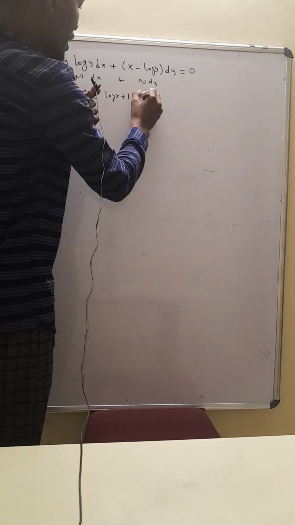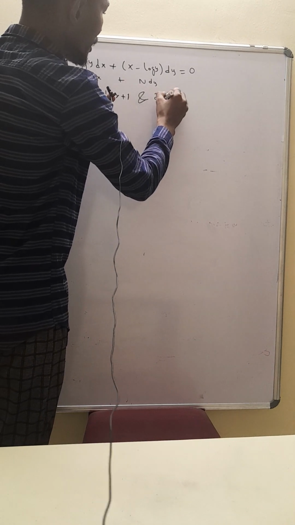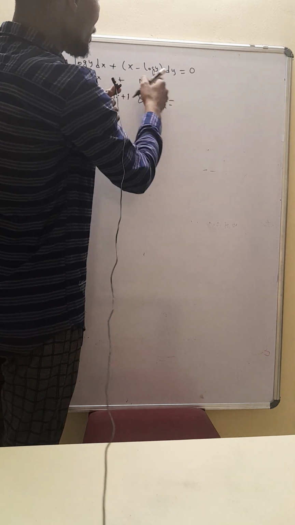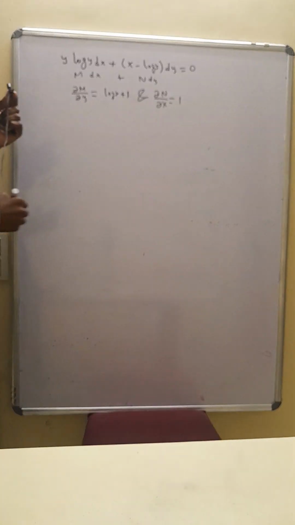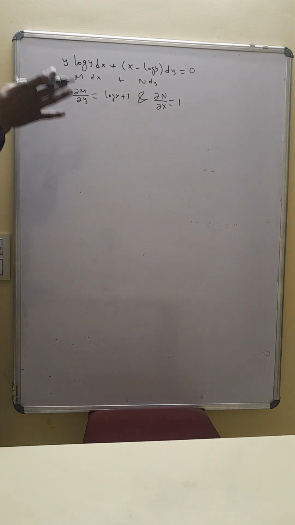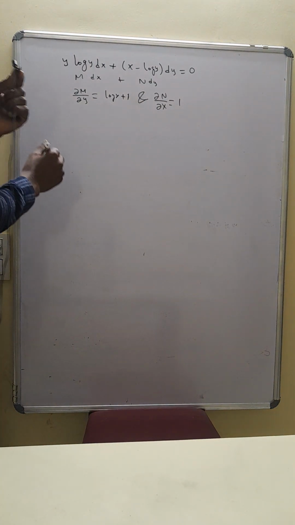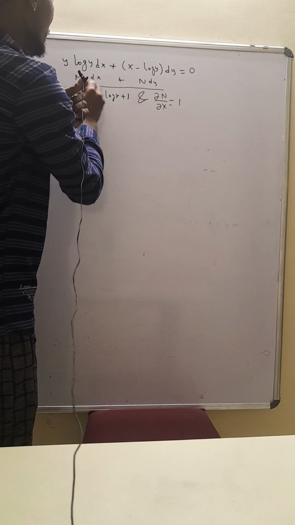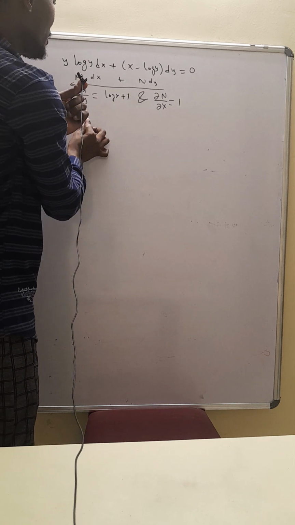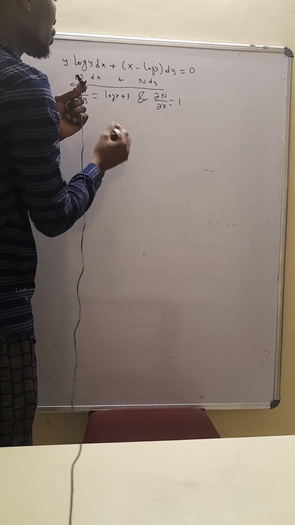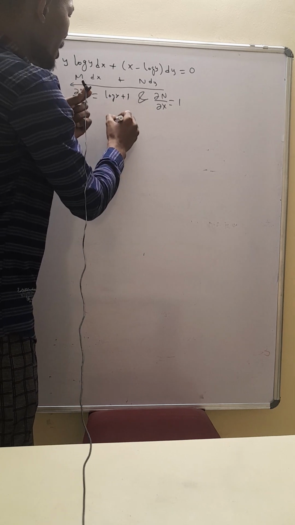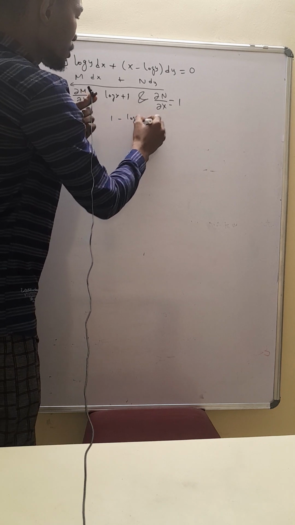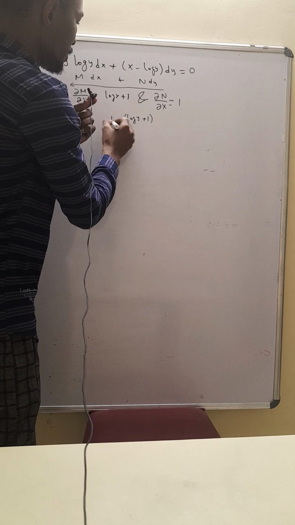Okay? Then, if you find del n, del x, what will it be? It will be only 1. Now, if you see this way, if I find the differentiation of this minus this minus this, what should it be? Just try. It will be 1 minus log of y, plus 1.